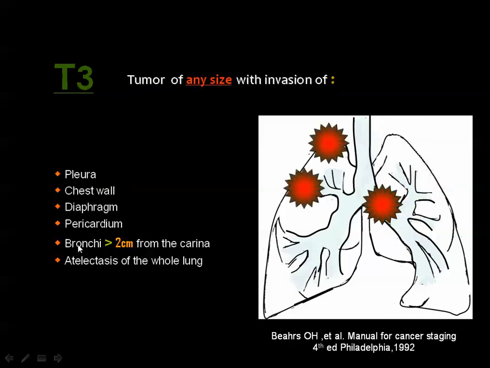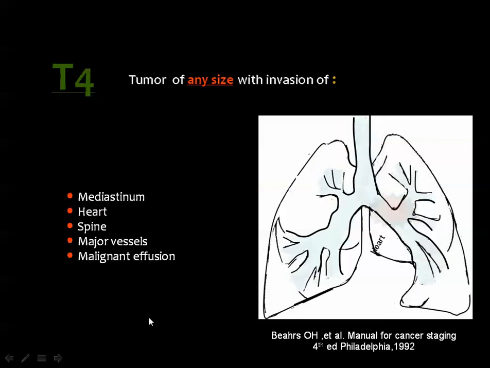Then the T3 tumor is a tumor of any size with invasion of the pleura, the chest wall, the diaphragm, the pericardium, invasion of the bronchi by a distance less than 2 centimeters from the carina, or atelectasis of the whole lung. Then the T4 tumor is a tumor of any size with invasion of the mediastinum, invasion of the heart, invasion of the spine, invasion of the major vessels, or associated with malignant pleural effusion.